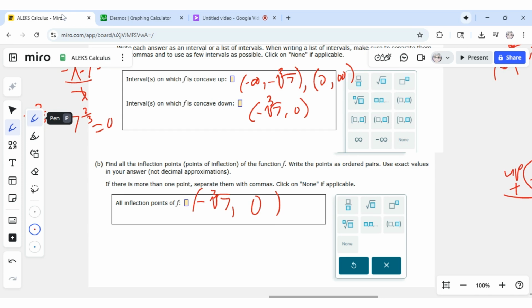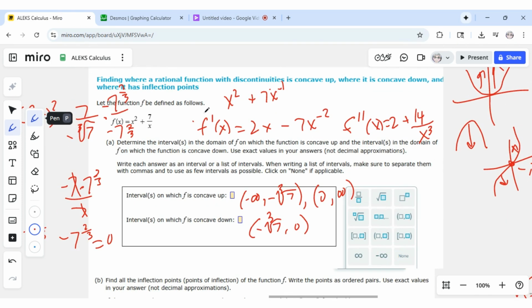So that is how to find intervals of concavity, where it's concave up, where it's concave down, where the inflection point is, where it changes concavity, by using that second derivative.